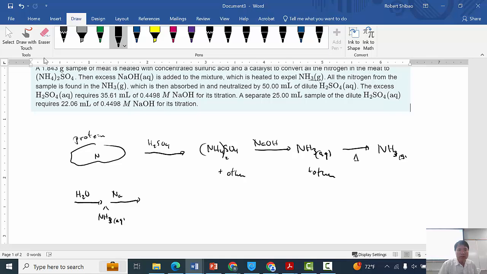All the nitrogen from the samples found in ammonia, which is then absorbed and neutralized by 50.00 milliliters of dilute sulfuric acid. So then we add some sulfuric acid to this, H2SO4. And they add 50.00 milliliters of dilute. Dilute is like 6 molar or less, H2SO4. Okay, and then they're going to neutralize this. This is going to be excess H2SO4 here.